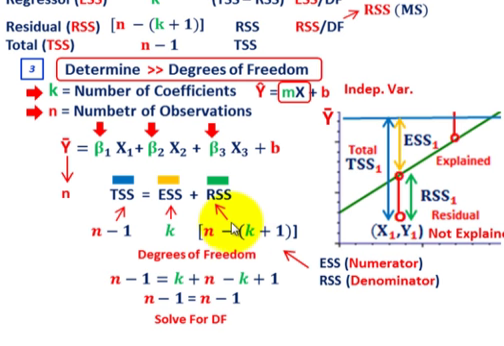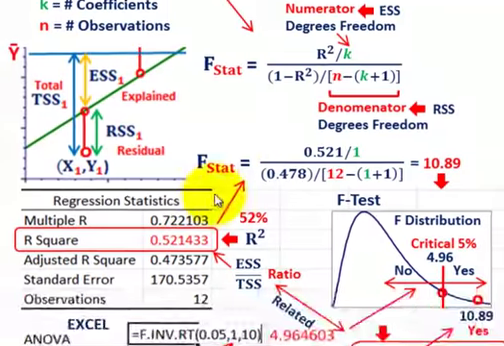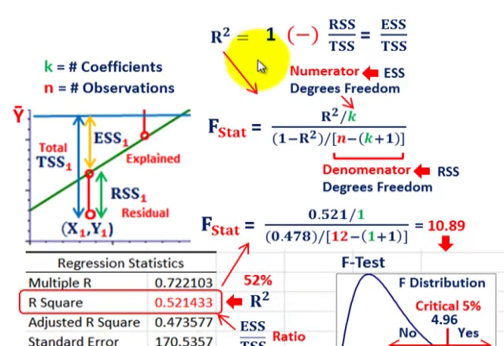Okay, so next we'll look at this R squared and see how it's related to the F statistic. Okay, now let's look at our R squared value here, that 52% or 0.5214, and compare it to the F statistic here of 10.89, and see how the two are related, your F statistic versus your R squared. Okay, so let's go up here and look at our relationship.